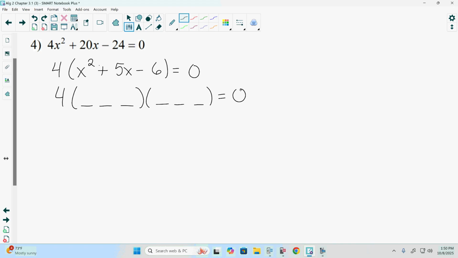Now we need to find the sign. If the third term is positive, the signs are the same and match the sign of the middle term. If the third term is negative, the signs are opposite. Here, the third term is negative, so the signs are opposite, plus and minus. When the third term is negative, we're not even looking at the middle term. We're just saying since the third term is negative, signs are opposite. That's it. One's going to be plus, one's going to be minus.